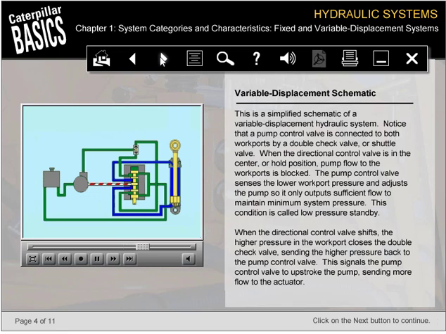When the directional control valve shifts, the higher pressure in the work port closes the double check valve, sending the higher pressure back to the pump control valve. This signals the pump control valve to upstroke the pump, sending more flow to the actuator.